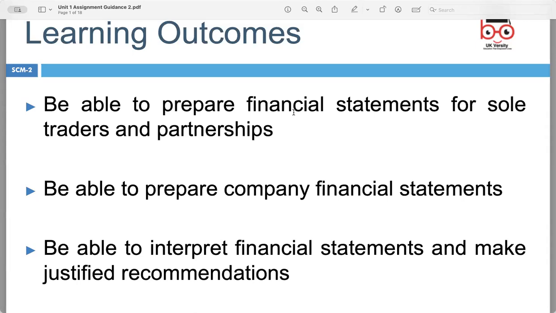Then finally, interpretation of financial statements. You will be able to analyze financial statements and provide justified recommendations based on their interpretations.